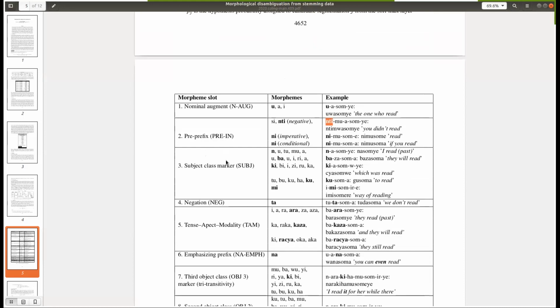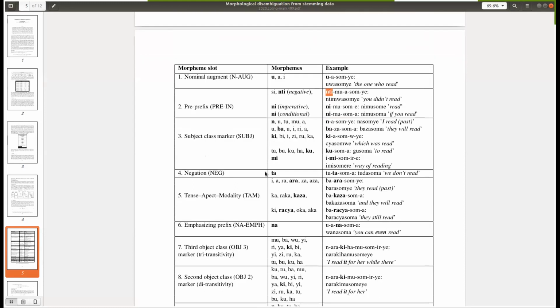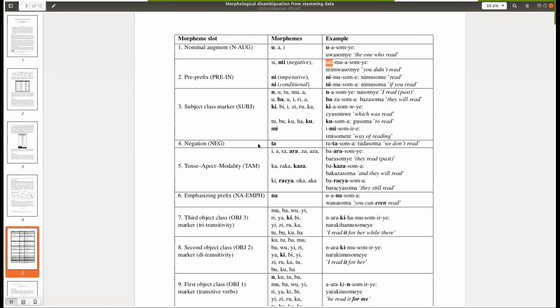The third one was the subject marker, which usually has these morphemes for nouns. These morphemes are actually related to the noun class system in Bantu languages. So this is a subject indicator: nasomye, vasomye, chasomye. Then the fourth slot, you have something that can be a negation called ta. So you can say kuko tutasom. This ta is another slot that can come in between to make a negation.